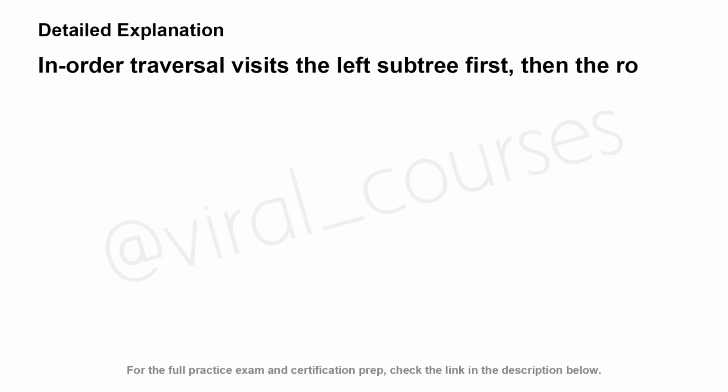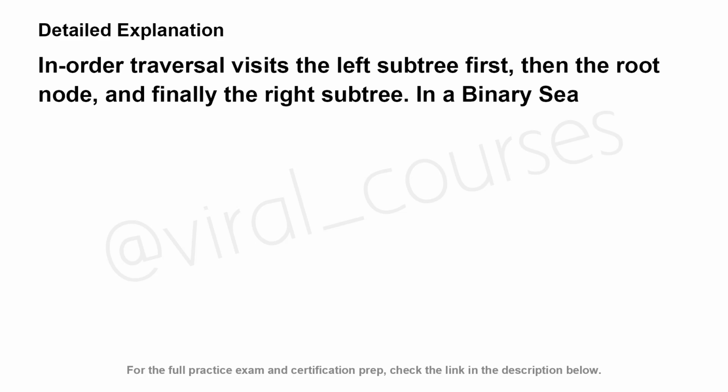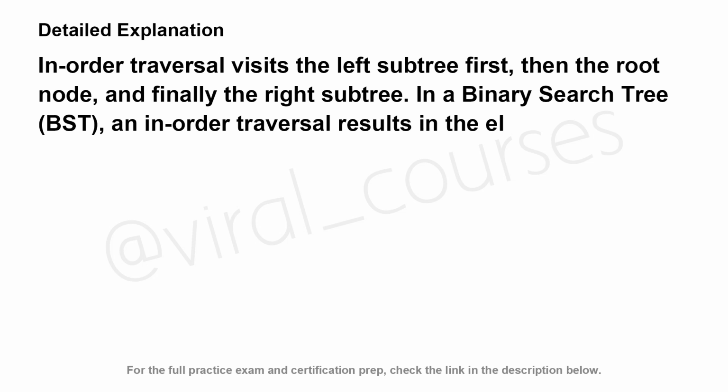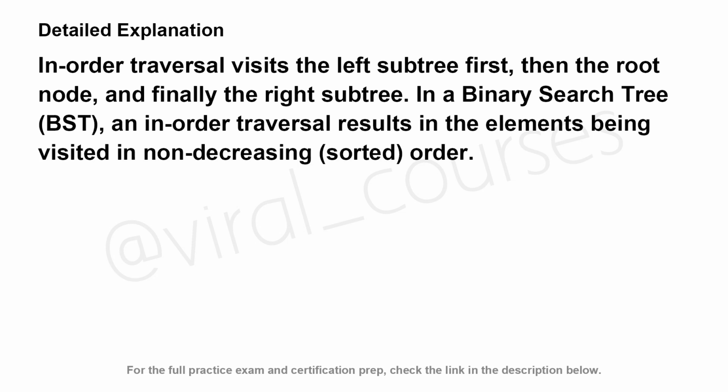In-order traversal visits the left subtree first, then the root node, and finally the right subtree. In a binary search tree, BST, an in-order traversal results in the elements being visited in non-decreasing sorted order.